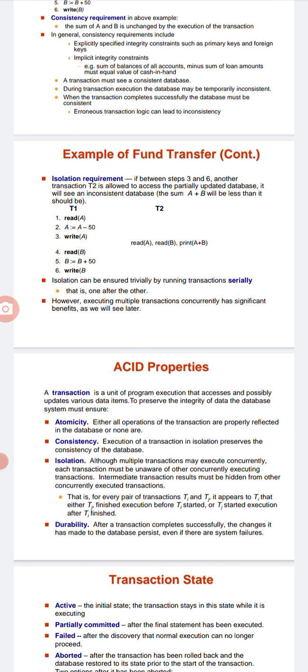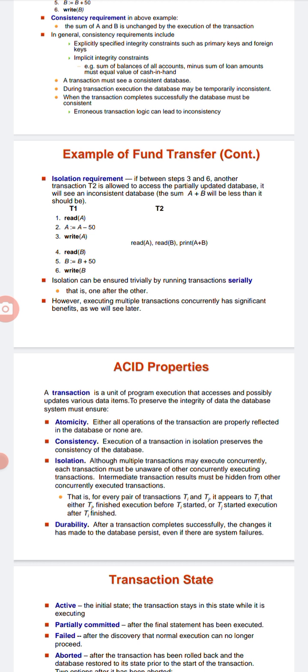ACID properties. A transaction is a unit of program execution that accesses and possibly updates various data items. To preserve the integrity of data, the database system must ensure the ACID properties. That means most of the time, while executing, the program accesses and possibly updates various data. In a program there is data, they access the data and update it.